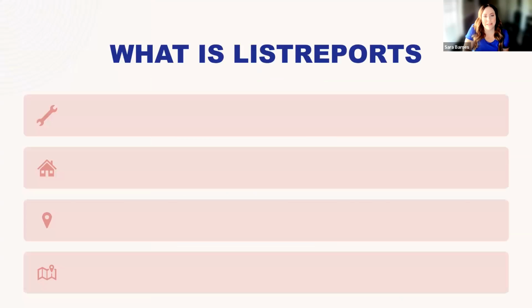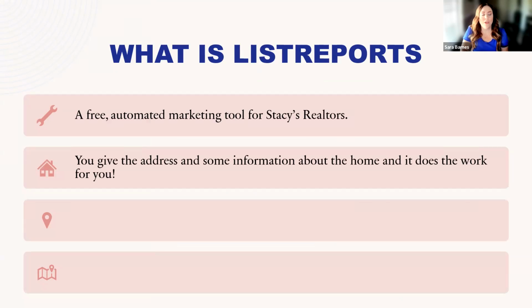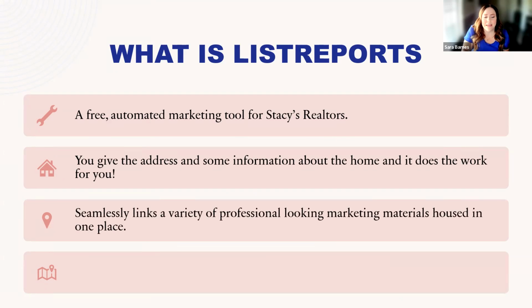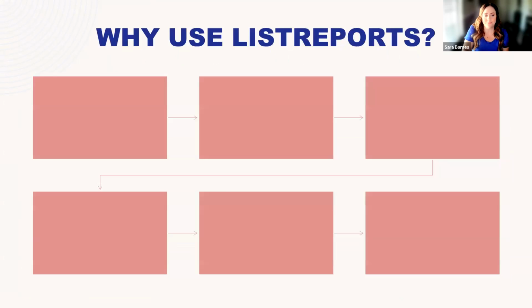So what is List Reports? List Reports is a free automated tool that Stacy pays for realtors to have access to. You give the address and some information about the home, and it does the work for you, which is amazing. It seamlessly links a variety of professional looking marketing materials housed in one place, with built-in lead capture.